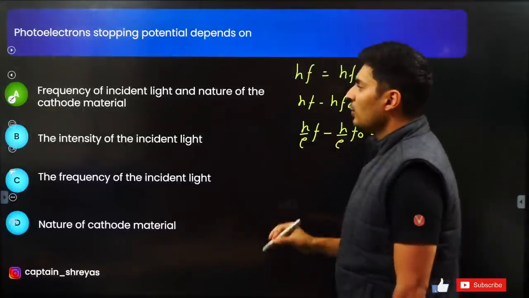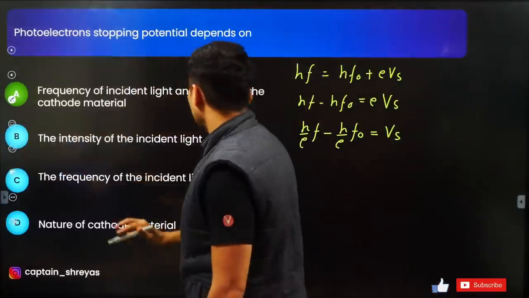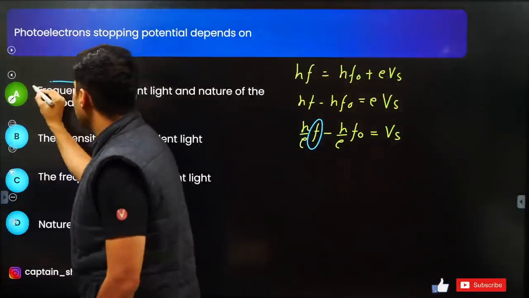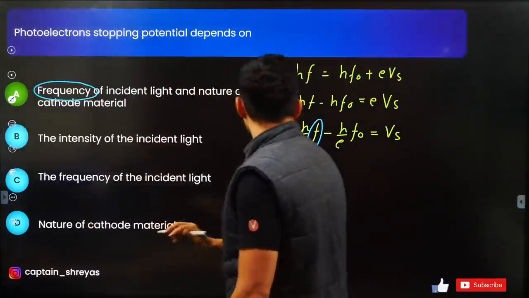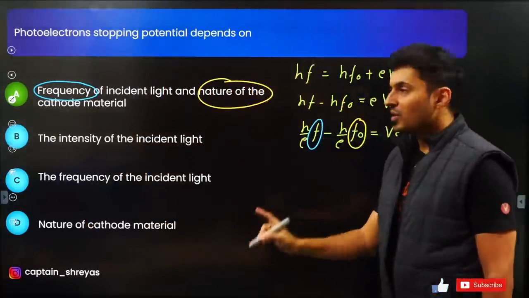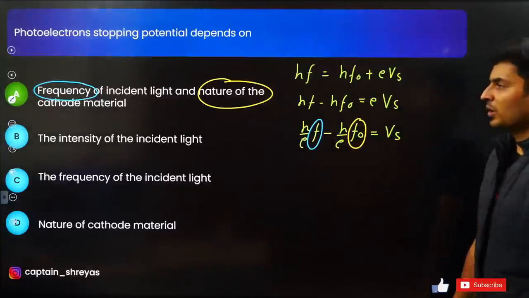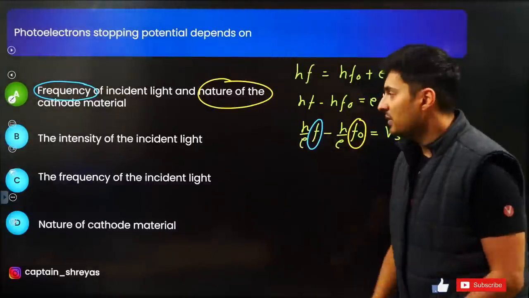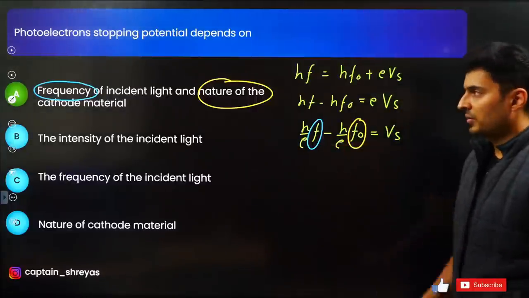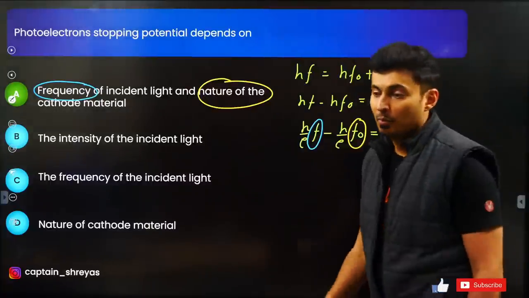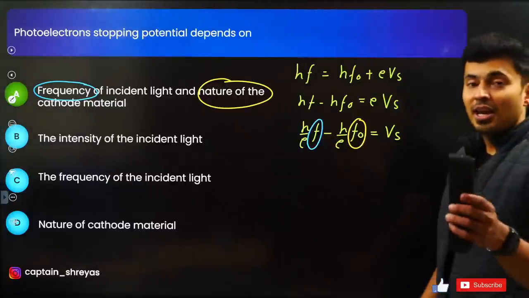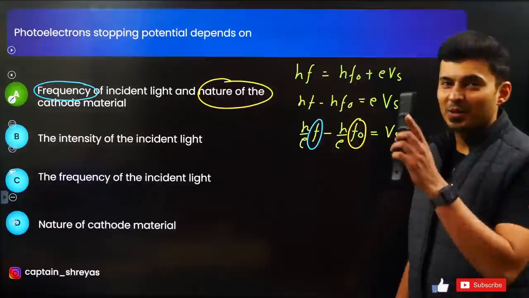Now if you look at these equations, you will clearly understand that frequency, yes, you can see frequency over here. Next thing, F naught decides the nature of the material. So yes, both are there for stopping potential. Intensity, not even there. Frequency alone, no. Nature alone, no. Both are there. Hence option A. Not just frequency, even F naught. Remember, F naught decides work function. Work function depends on the material.